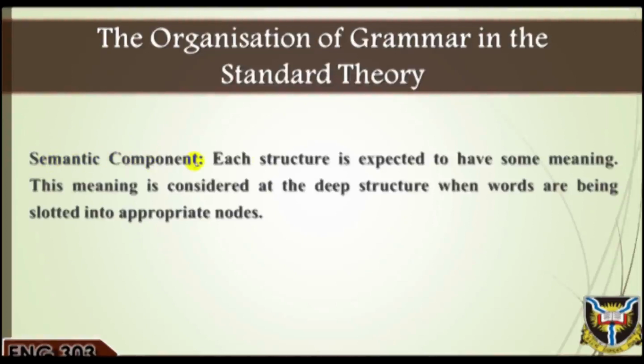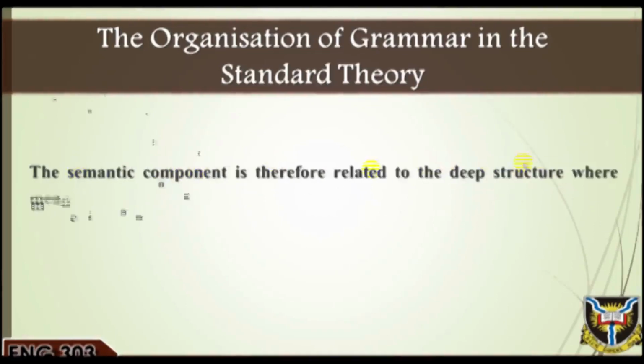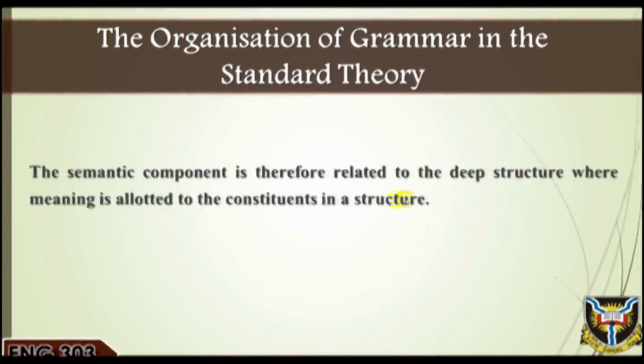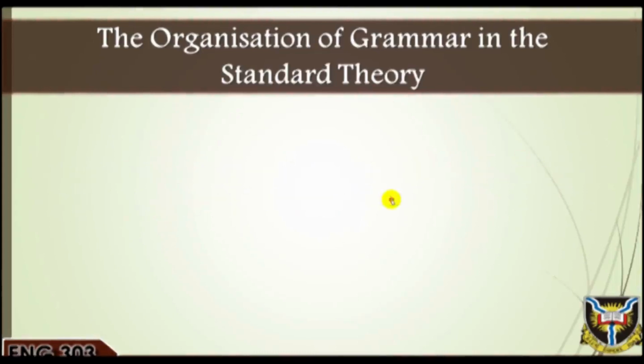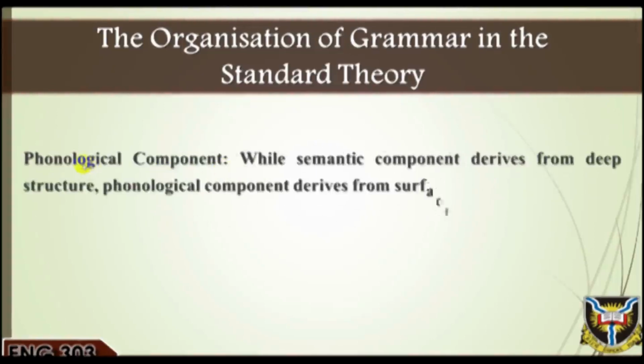Semantic component. Each structure is expected to have some meaning. This meaning is considered at the deep structure when words are being slotted into appropriate nodes. The semantic component is therefore related to the deep structure where meaning is allotted to the constituents in a structure. The selectional rules are also useful here as they bar anomalous structures. Hence, structures get accurate and intended meaning which can be understood by language users. That is a phenomenon called semantic interpretation.